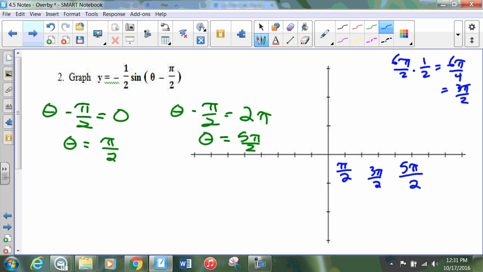Then let's find the middle ground between pi over 2 and 3 pi over 2. That's 4 pi over 2, which is 2 pi divided by 2, which is pi. And let's add 3 pi over 2 to 5 pi over 2. That's 8 pi over 2, which is 4 pi. 4 pi divided by 2 is 2 pi.